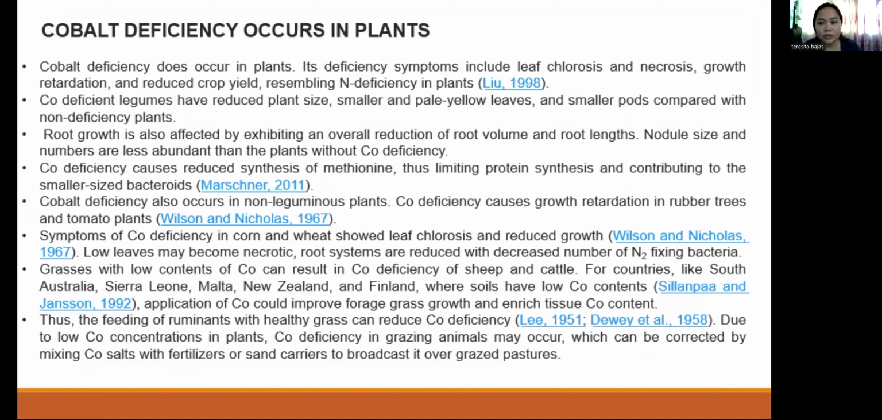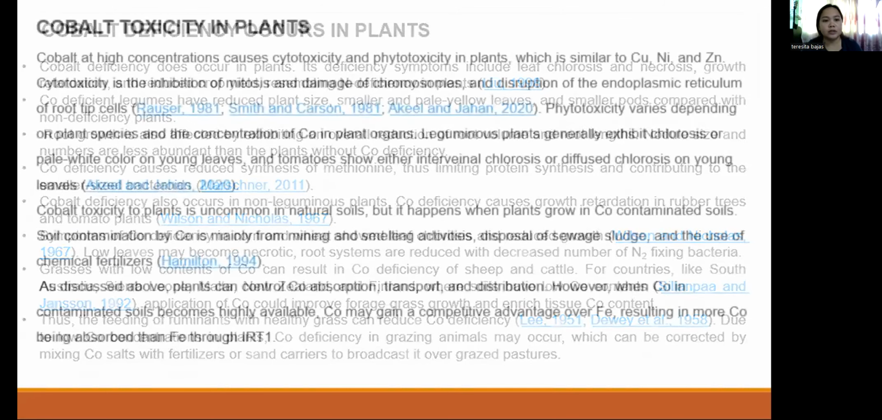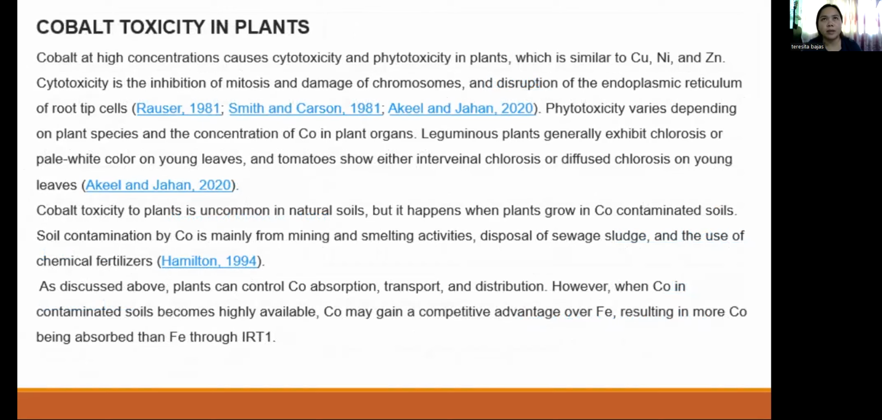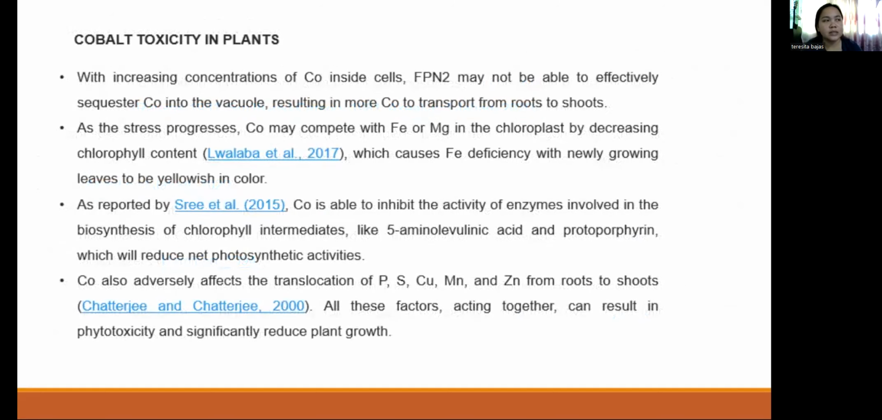It causes growth retardation in rubber trees specifically, po, and in tomato plants when there is a deficiency in cobalt. Moreover, po, we also have toxicity in plants. So when the concentration of cobalt is high, there is phytotoxicity, similar to copper, nickel, and zinc. These characteristics, the toxicity, are a strong argument for it to be considered an essential element.